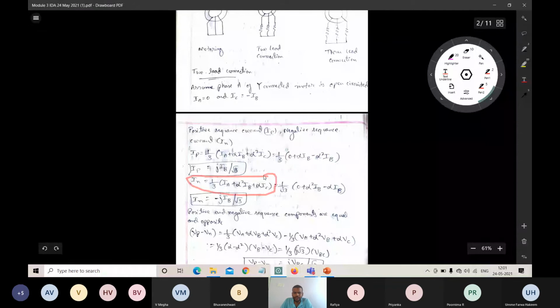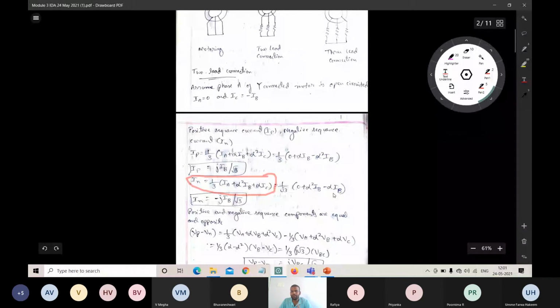Negative phase sequence current: here, just by giving the alpha value, alpha equal to j120, we substitute. Remove the IA value, because the phase is removed here, so no IA flowing. We have alpha square IB plus alpha IC. Instead of using IC, I am just substituting IB.